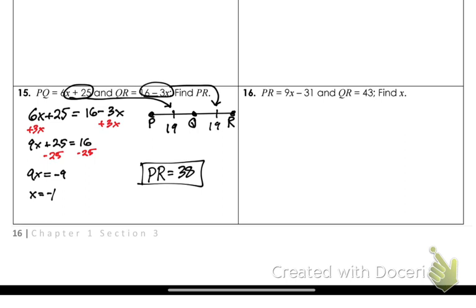Are we okay moving on to 16? Are we sure? Don't sit there and go, I'm not sure, I'll figure this out on my own, because that's not what this class is for.